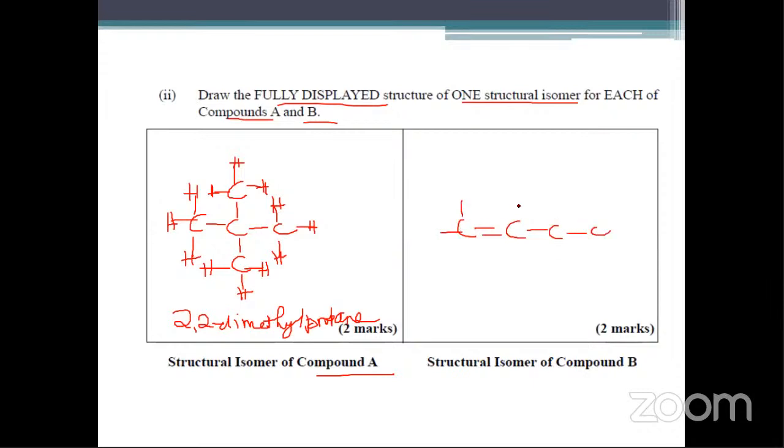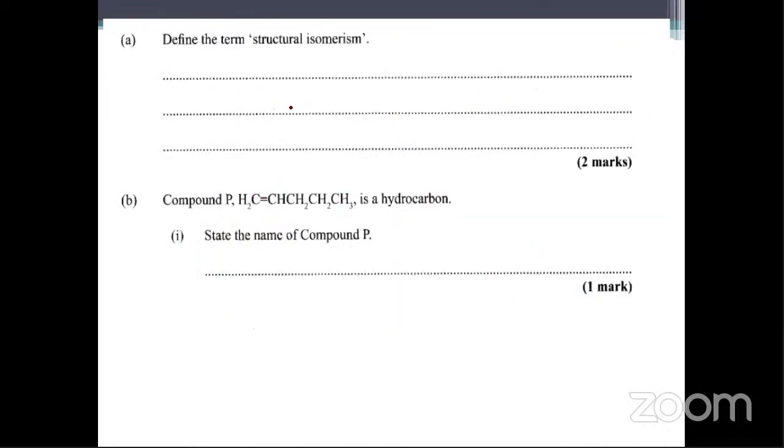And remember, each carbon must have 4 bonds. So that's called but-1-ene. Right, so that's 2 marks. Look again.